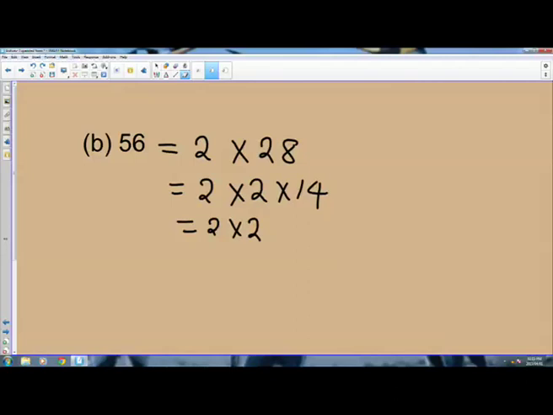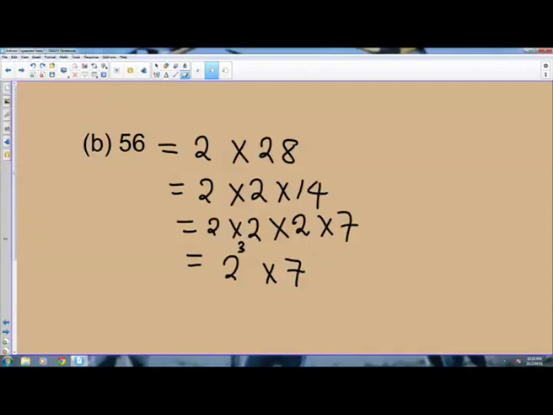We've got a 14 here. Now, when we write this 14, it will be 2 times 7. 2 times 7 is 14. And then this will be 1, 2, 3. The base is 2 to the power 3 times 7. So, when you express 56 as a product of its prime factors, it's 2 to the power 3 times 7.